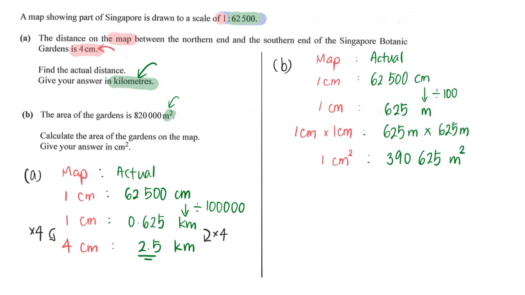And this is very important. This is what we call our area scale. And with that, then I can go back to the question already. Since they give me the area in the garden is this much, how many cm square would that be?